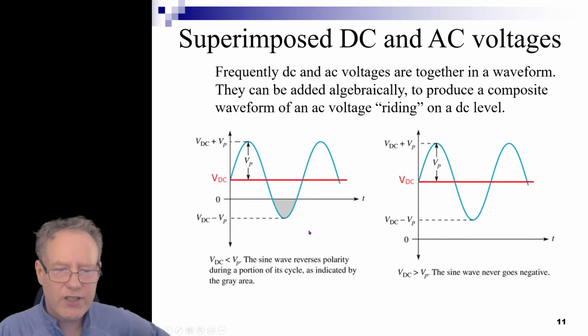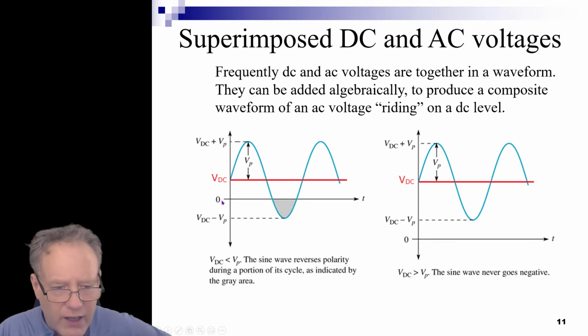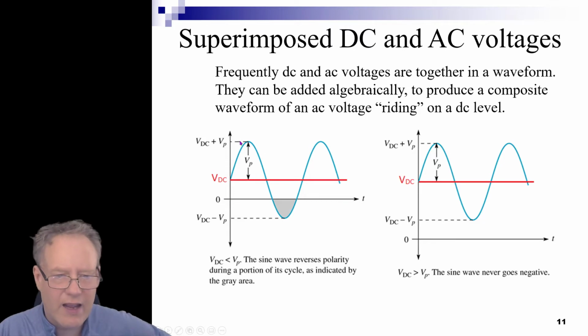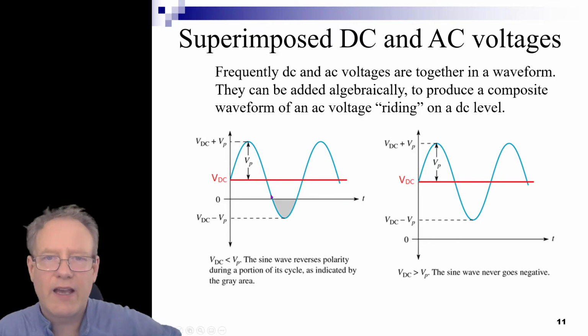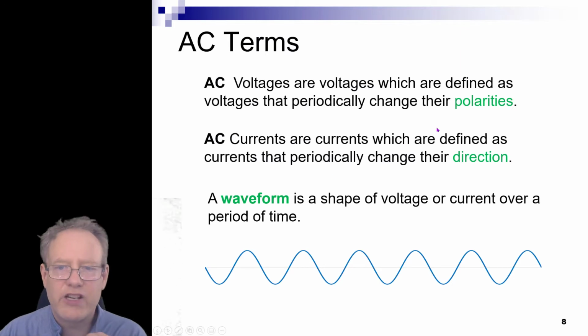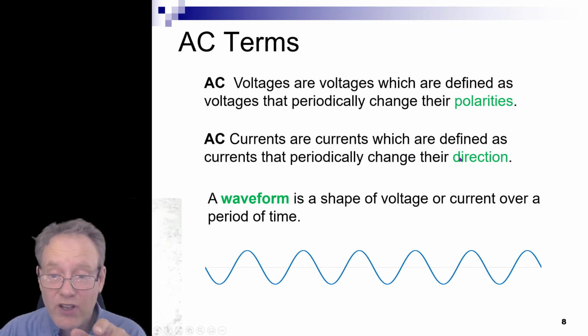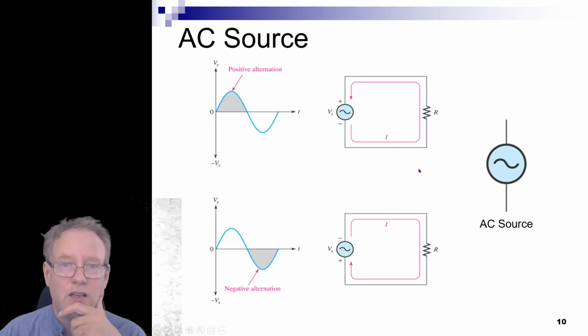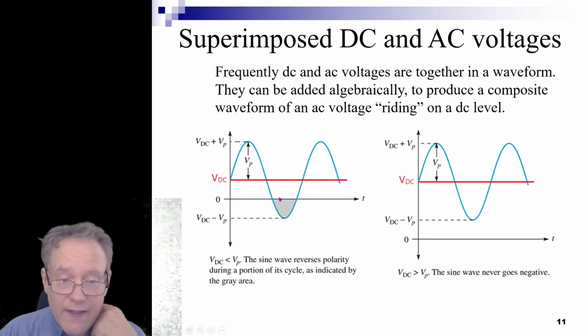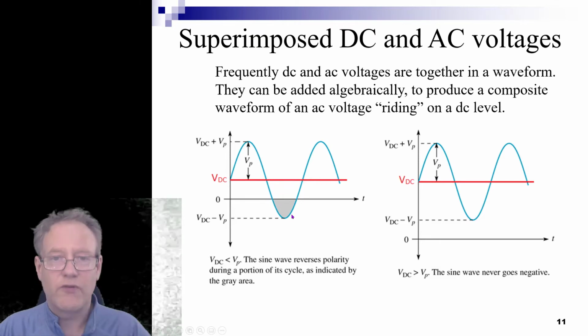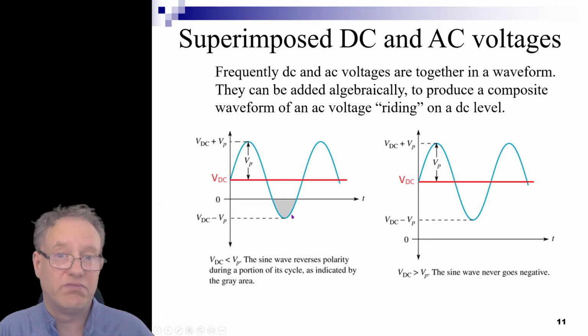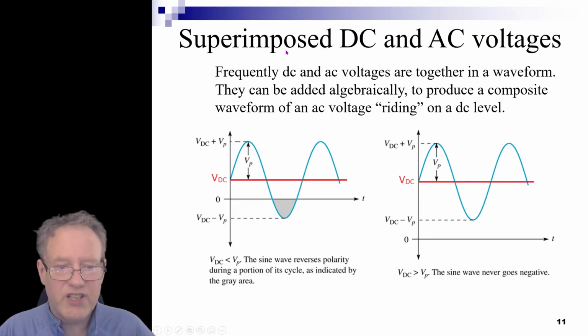So my question to you is, is this still AC? Because it's weird. It's not crossing this line at halfway. Well, if we go back to this slide, the definition is if the voltage polarities are changing and the current is changing its direction, that's AC. So down here, there's this small point right here where the voltage does become negative and the current does go the other way. So yeah, this is AC.